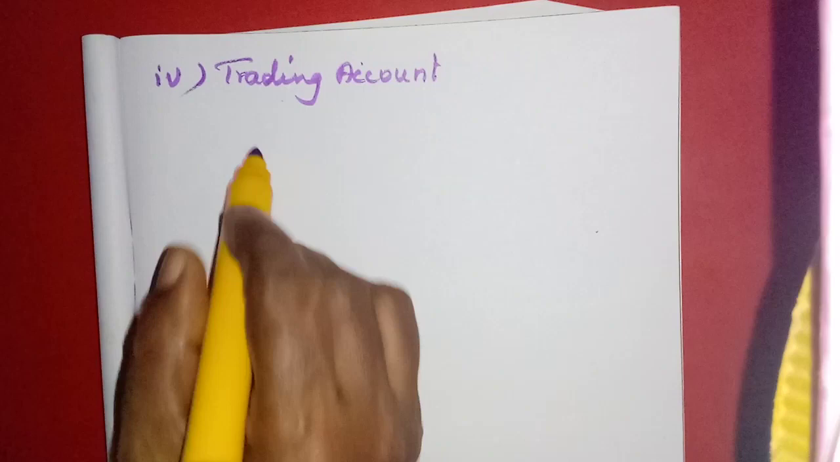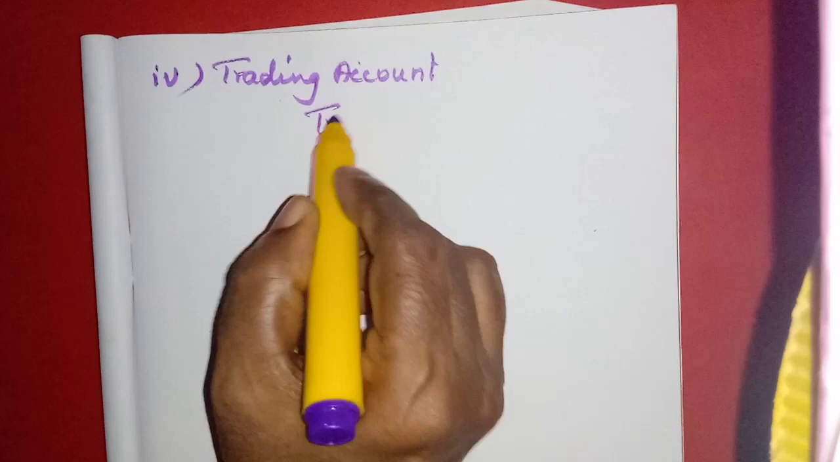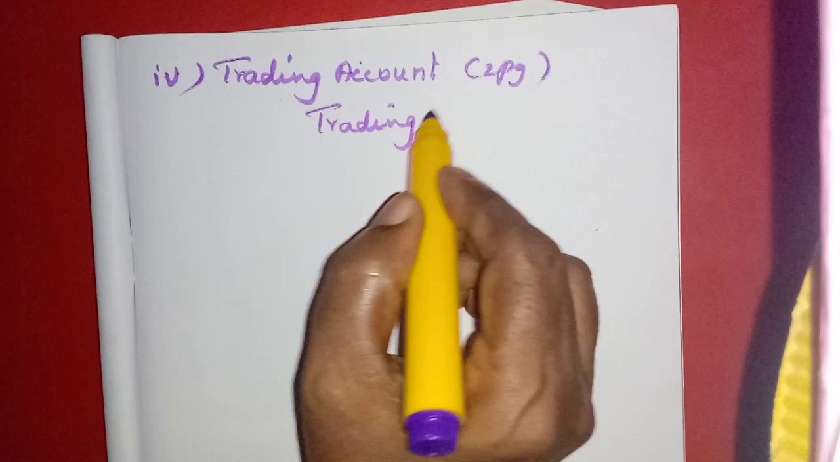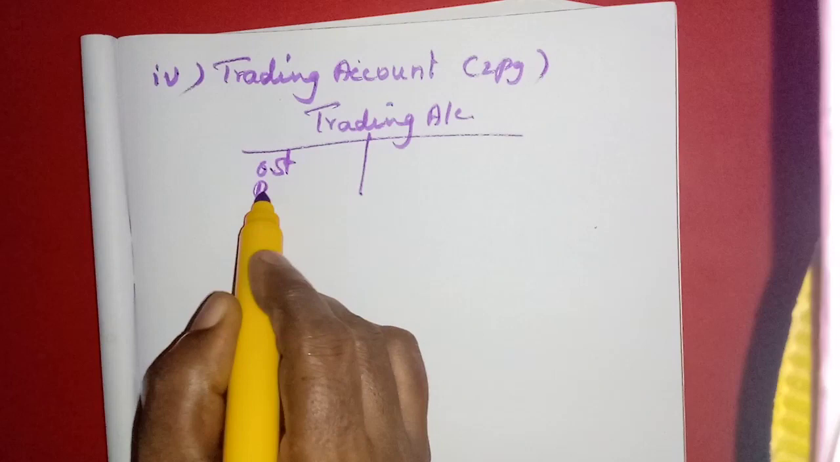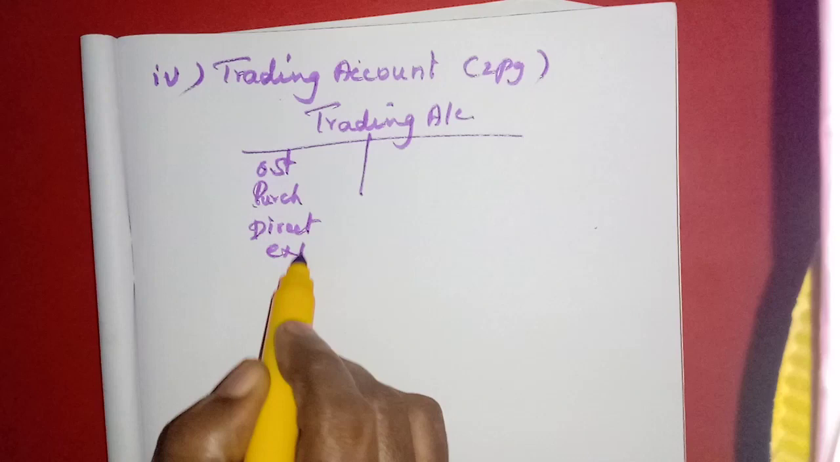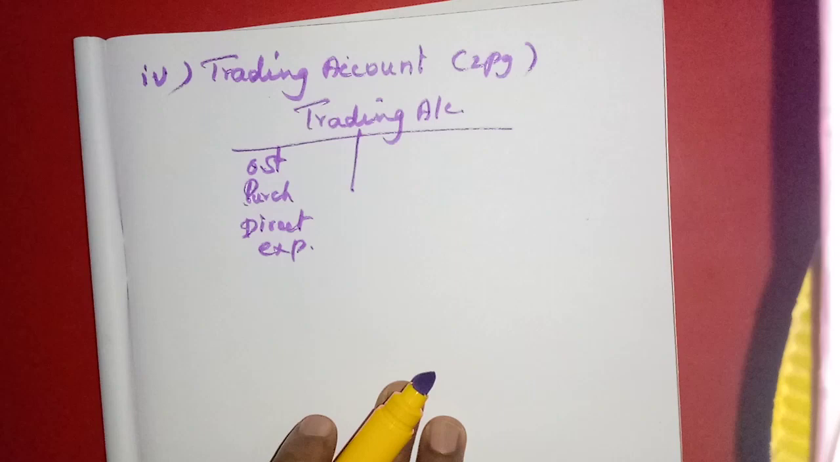Then the fourth one, preparation of trading account. With the help of ledger balances, we will prepare the trading account. Here we will use two pages. Here each and every step is one lesson. In the trading account we will write the opening stock, the purchases, and then all direct expenses. You have to remember this when I am teaching the trading account, around the 11th, 12th and 13th lesson. That time you should remember.